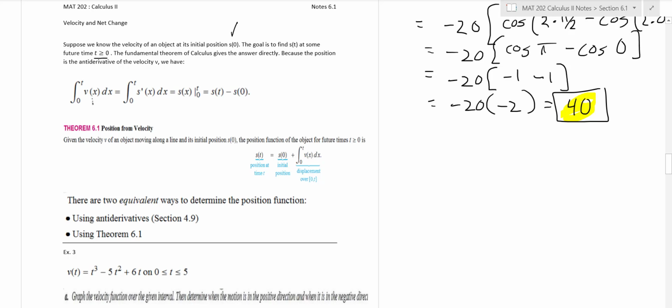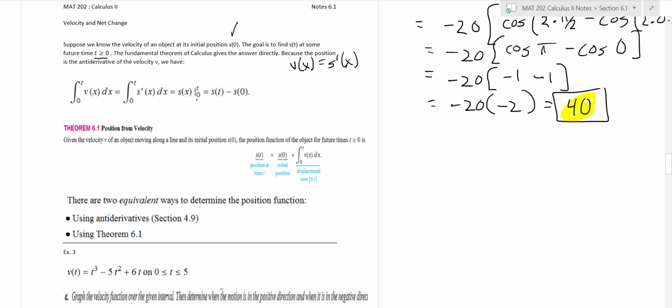So I want to go over this formula and just talk through this. Ultimately we're trying to find s of t from the velocity. Like we learned, if you integrate the velocity, you're going to get s of t. The integral of the velocity is the same as the integral of s prime of t, because v of x is the same as s prime of x. So you're just integrating the same function. The antiderivative of s prime is s.